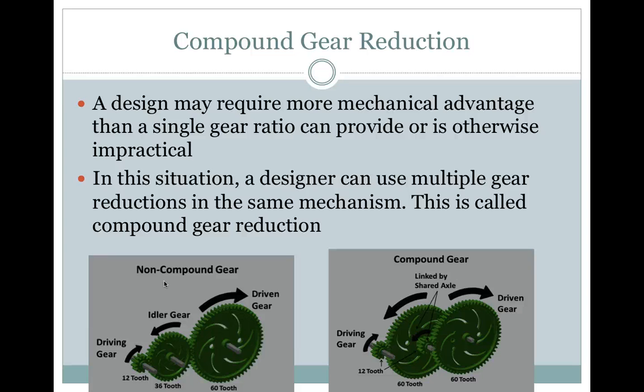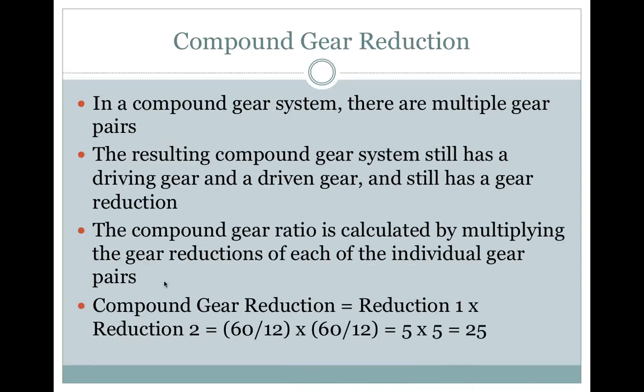Compound gear reduction. A design may require more mechanical advantage than a single gear ratio can provide, or is otherwise impractical. In this situation, a designer can use multiple gear reductions in the same mechanism. This is called a compound gear reduction. In a compound gear system, there are multiple gear pairs. The resulting compound gear system still has a driving gear and a driven gear, and still has a gear reduction. The compound gear ratio is calculated by multiplying the gear reductions of each of the individual gear pairs.